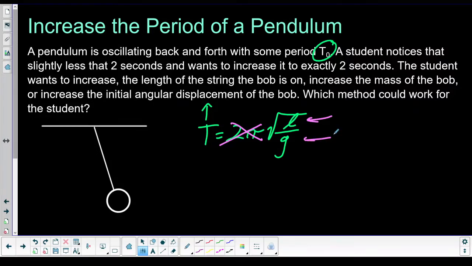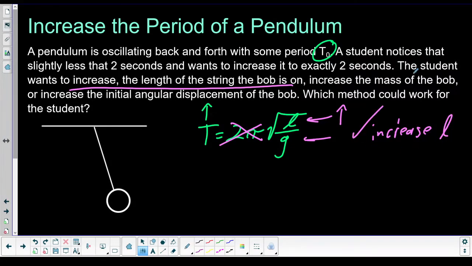So the only options we have to adjust the period of our oscillator are the length or the strength of gravity. If I want to increase the period, I could increase the numerator. If I make the top bigger, the whole number goes up. So we could increase the length of the pendulum. That's one of the options. They want to increase the length of the string the bob is on, so check mark, that would work. Increase L, check mark. That could work. Let's investigate the rest of these.